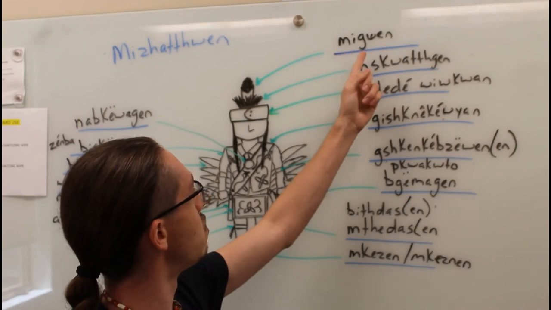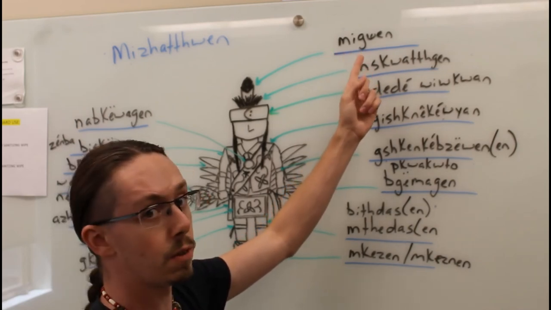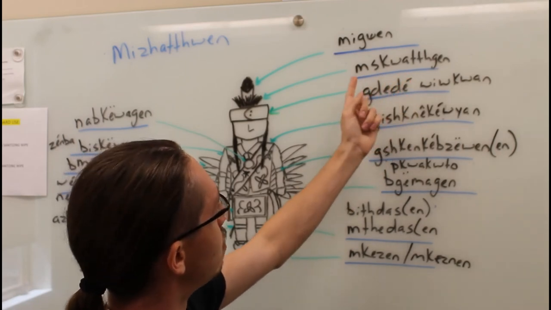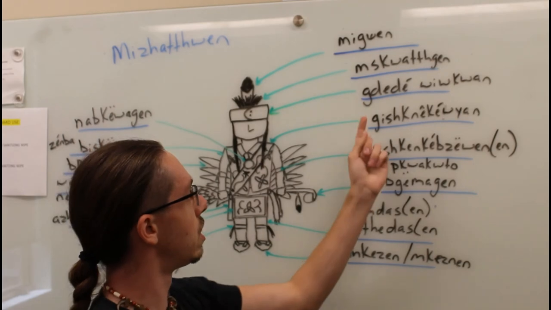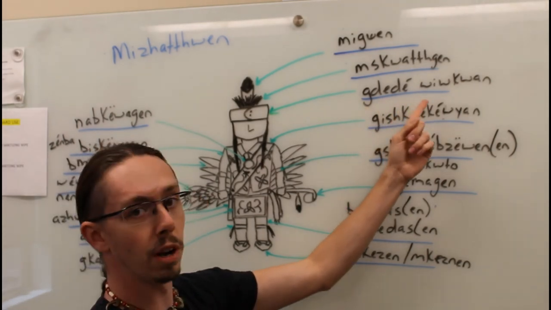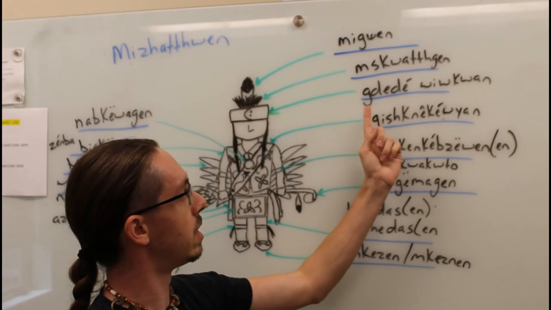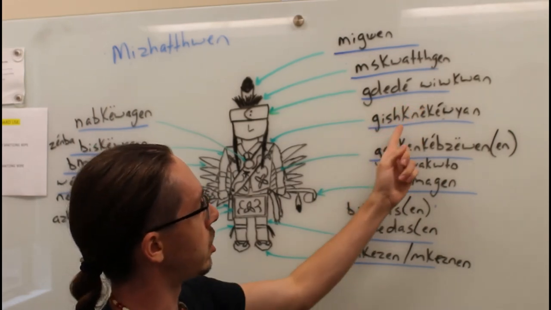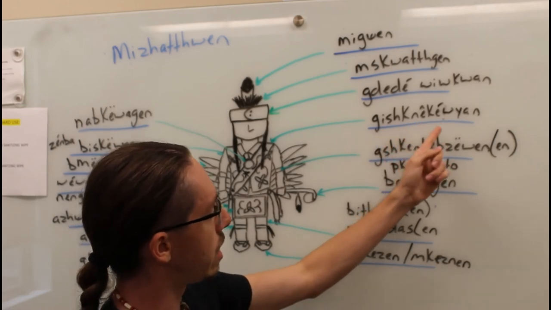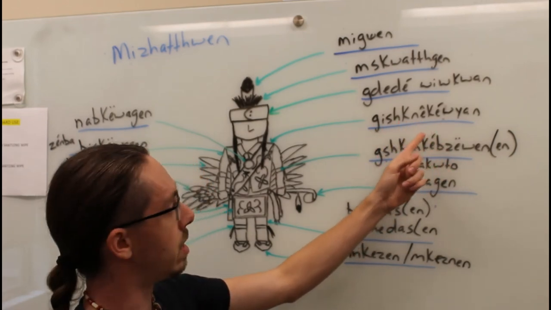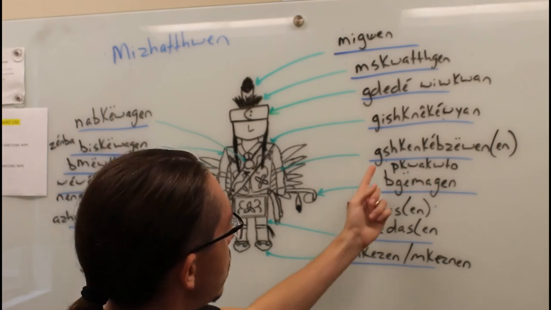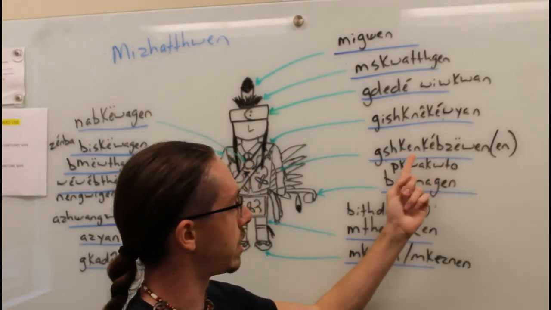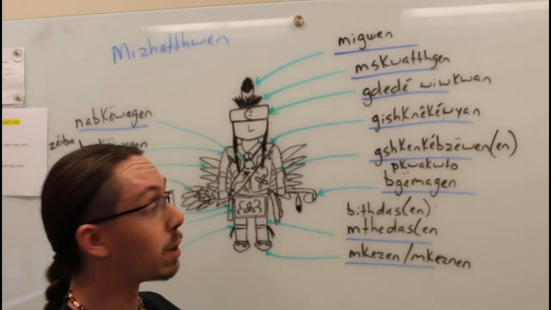Miguin. Feather. Squatchgun. It's a roach. Gididawiokwan. It's your otter turban. Gishkinakowyan is your vest.